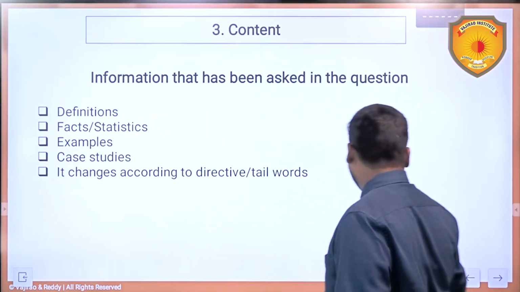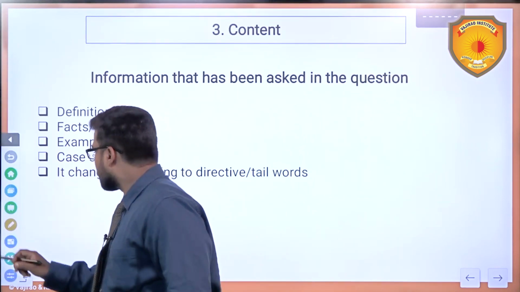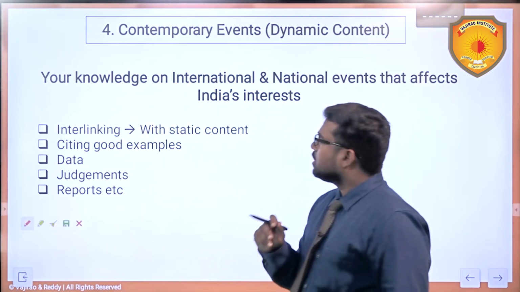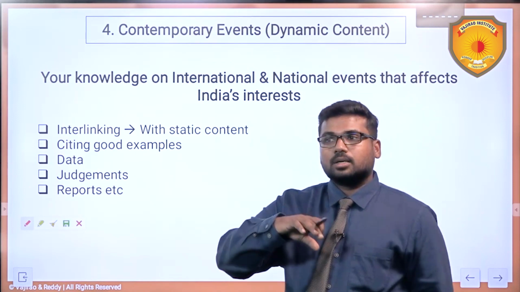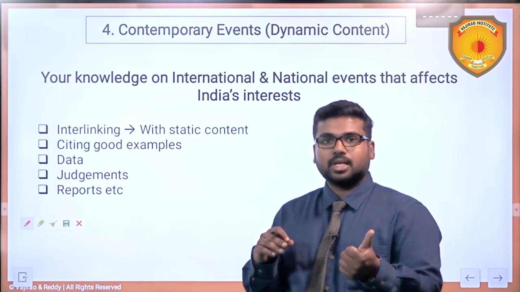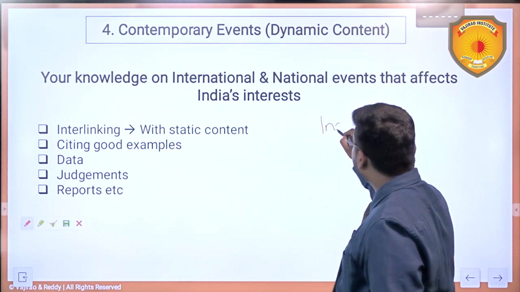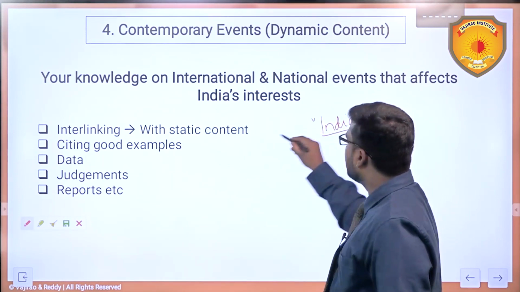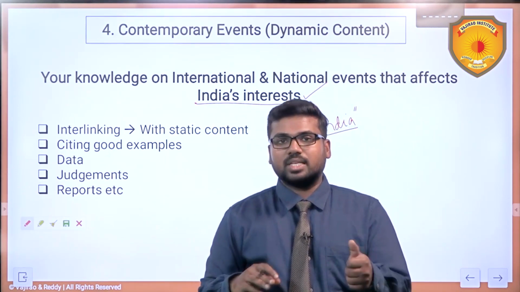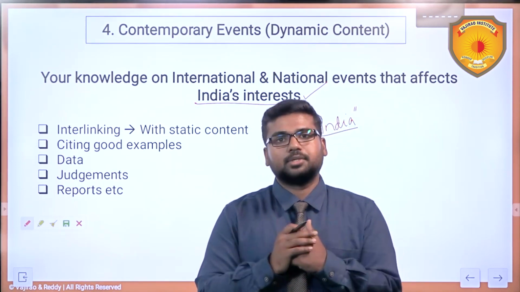Now comes another element of answer writing, that is contemporary events. This aspect checks your touch with current happenings, the important events in the national as well as the international arena, particularly those which are affecting the interests of India. This is the keyword here. You are not interested in any other events, only those which impact or directly affect India's interests. Those are the events we need to focus on.